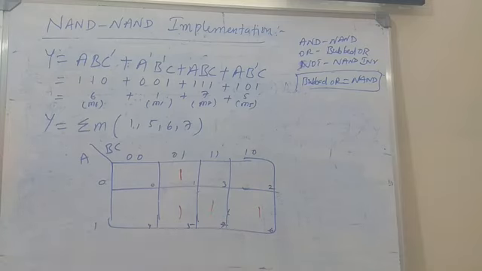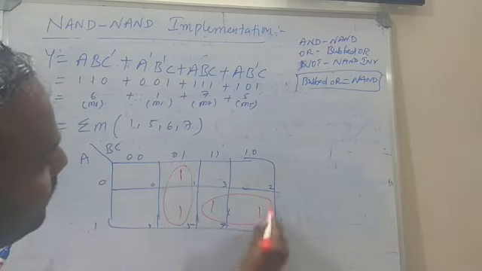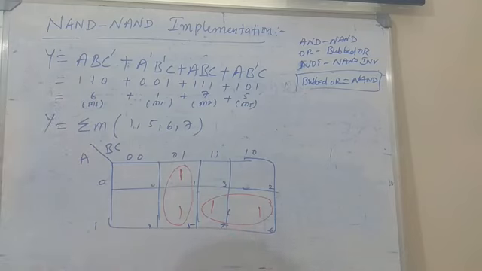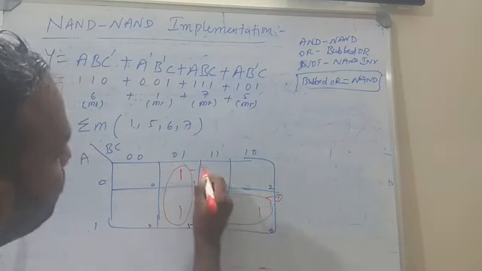Now while grouping, is any octet there? No octet is there here. The next priority is a quad, a group of 4 adjacent ones. Is it there? No, no quad is there. The next possibility is the pairing concept. This is one pair and this is one pair. No need to pair these two because all ones are already paired. I assume this as group number 1, and this as group number 2.